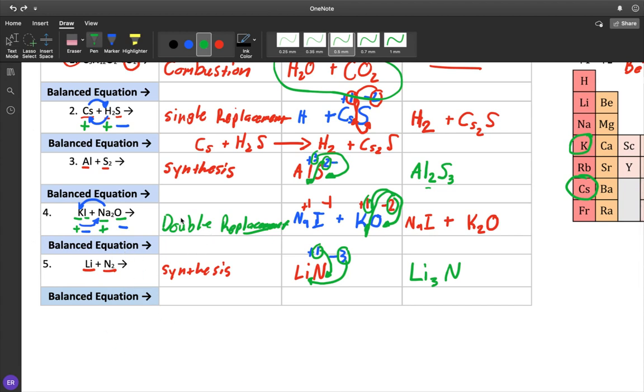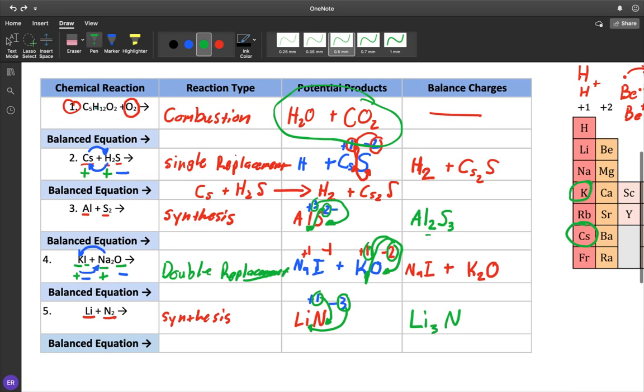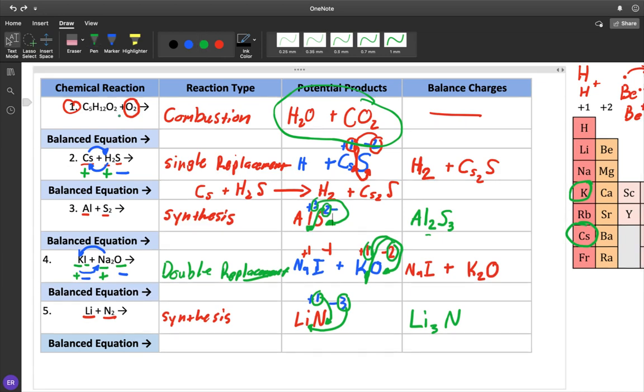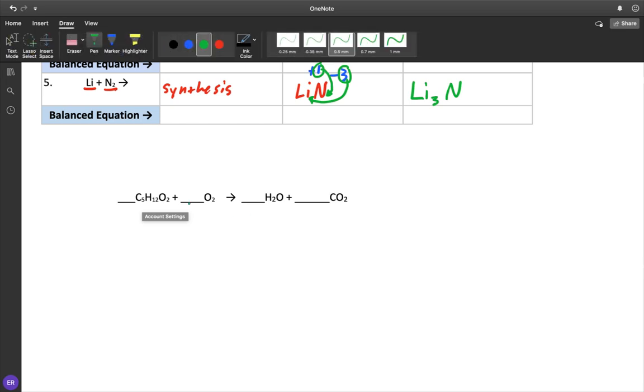Okay, so like I said, I'm going to go ahead and balance the first equation. If you don't need balancing, you don't need to watch this part, but if you want a little bit of help with balancing, please stick around. Okay, so we have C5H12O2 plus O2 reacts to become H2O and CO2.